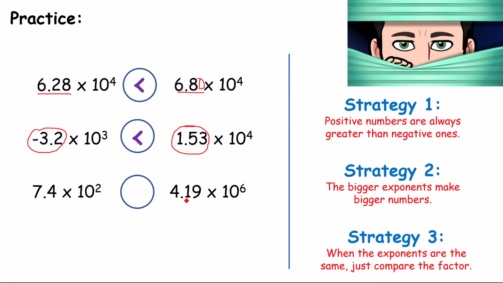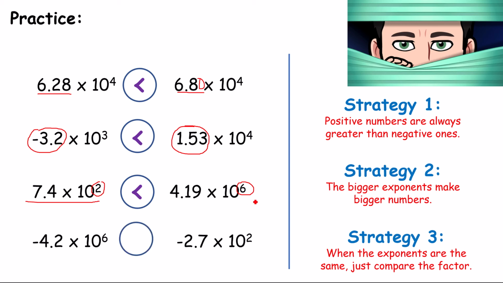Positive numbers are always greater than negative ones. These are both positives. That does not apply. Strategy 2, the bigger the exponent, the bigger the number. Notice that 6 is bigger than 2. That means the one on the left is less than the one on the right.